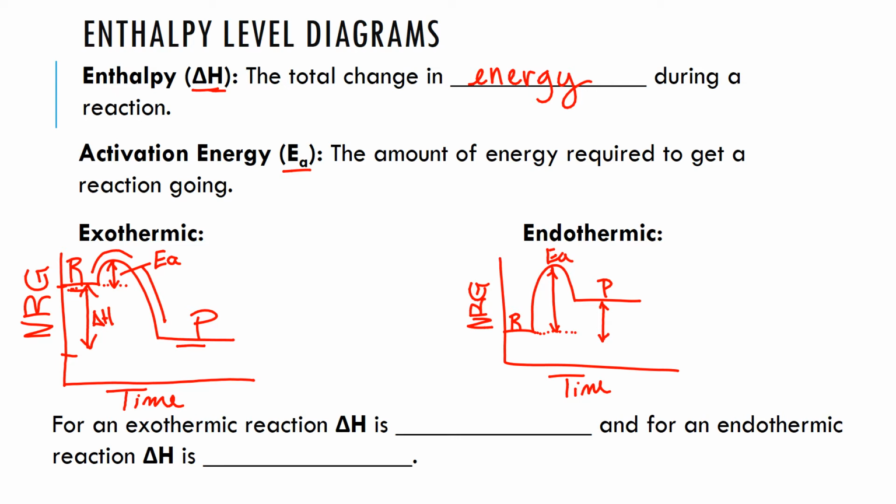Now, it's important to note we're never going to start measuring our value for delta H or activation energy from the origin of the graph, it's always going to be starting at the reactant line and either going to the product line for delta H or the top of the hump for activation energy. Now for an exothermic reaction, delta H will always be negative because energy is being lost by the system. And for an endothermic reaction, you'll always have delta H being positive because energy is being gained. So if you just see a value for delta H, you'll know that the reaction is exothermic if that value is negative, and you'll know that it's endothermic if the value is positive.